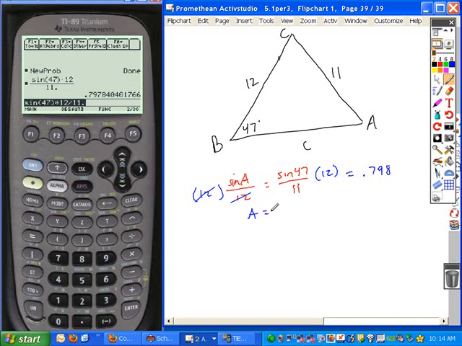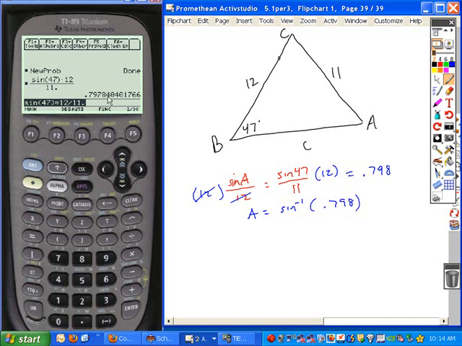I'm going to take the inverse sine of this ratio. Now, when you do this, don't ever round your number inside here. And so if you took the inverse sine and you typed in 0.798, you might come up with a slightly wrong number. You have to use the exact answers all the way until the very final result, and then you can round it at that point.